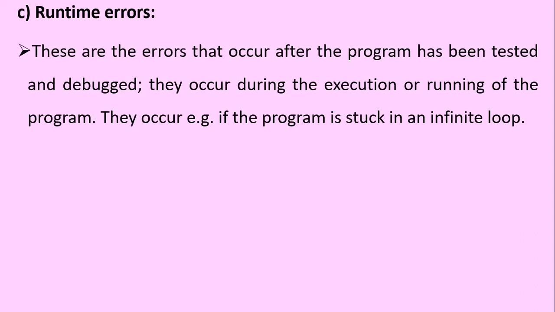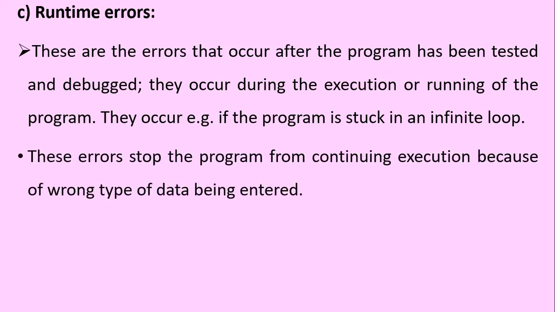What are runtime errors? These are the errors that occur after the program has been tested and debugged, and they occur during the execution or running of the program. They occur, for example, if the program is stuck in an infinite loop, or it runs by repeating and repeating itself without ever terminating. These errors stop the program from continuing execution because of wrong type of data being entered.